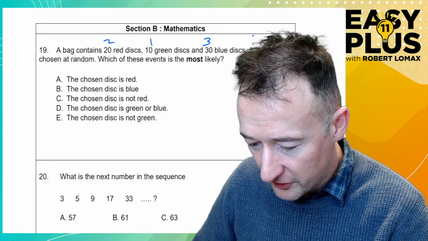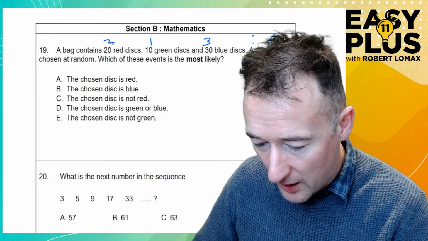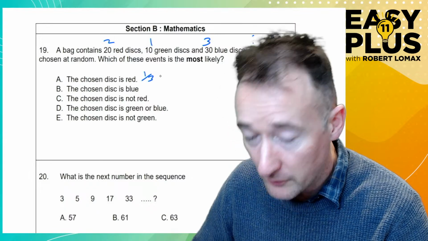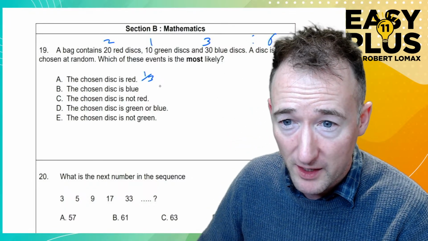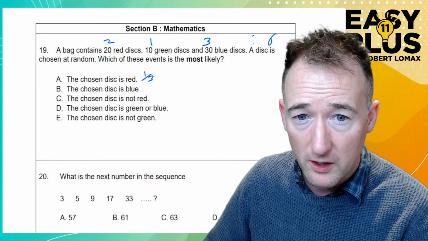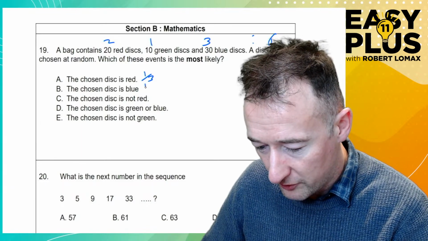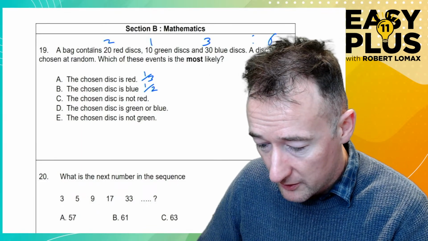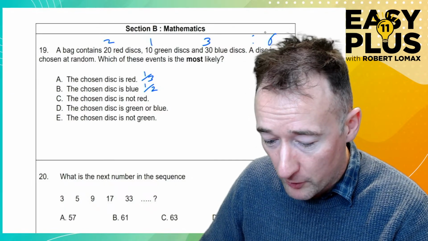What's the chance that the chosen disc is red? That's 2 out of 6. 2 red discs out of 6 discs, so that's a third. I'm just jotting the probabilities down really quickly. The chosen disc is blue. That's 3 out of 6, a half. That's more likely. The chosen disc is not red. So 2 are red, so 4 are not red. 4 out of 6, that's 2/3.